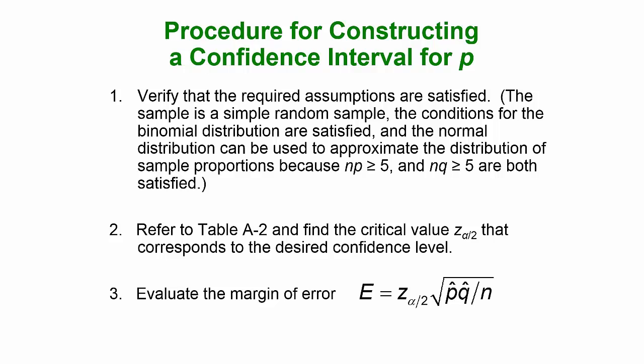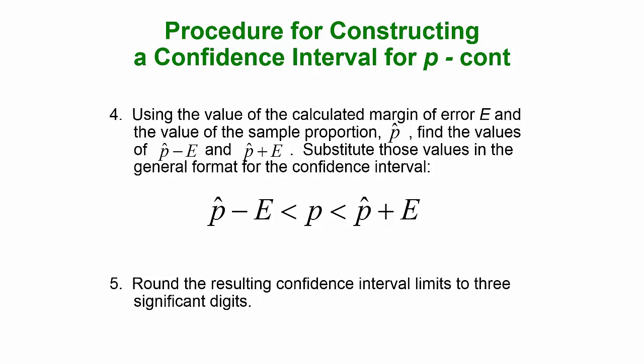Here's our procedure. First, verify that the required assumptions are satisfied. 2. Refer to table A2 and find the critical value that corresponds to the confidence level in the problem. 3. Evaluate the margin of error using the formula. 4. Using the value of the calculated margin of error E and the value of the sample proportion p hat, find the values of p hat minus E and p hat plus E. Then set up your interval. Always round the resulting confidence interval limits to 3 significant digits.